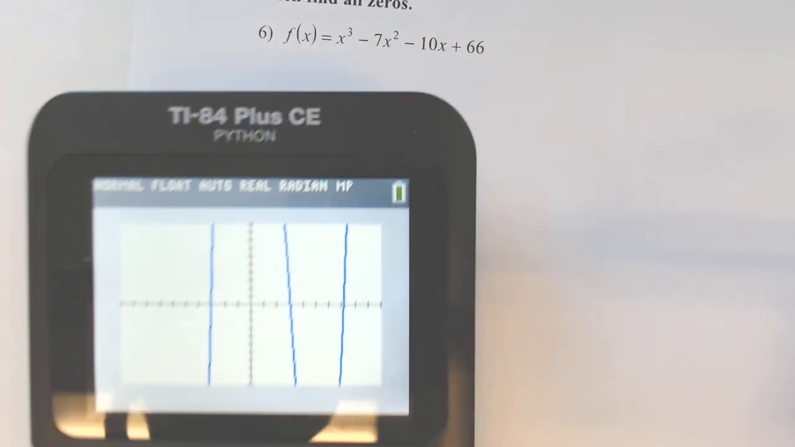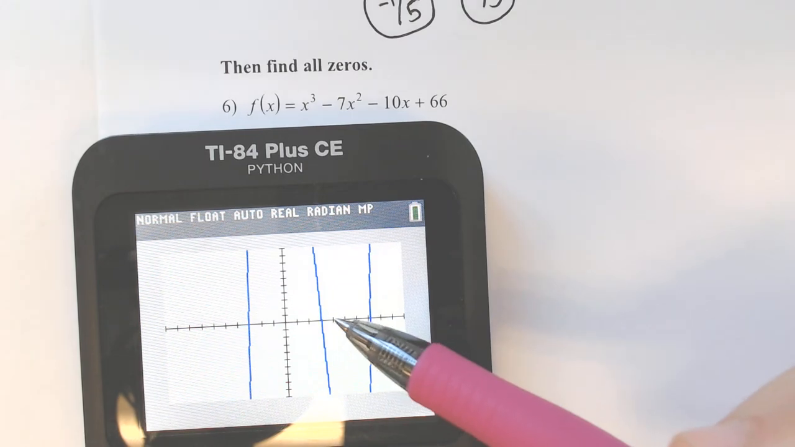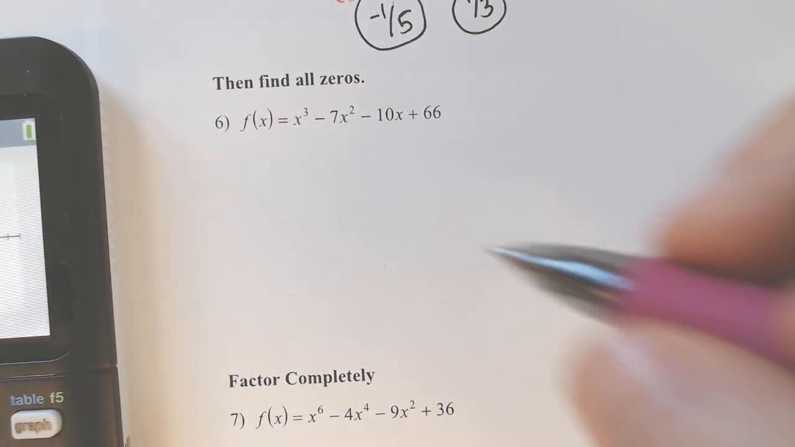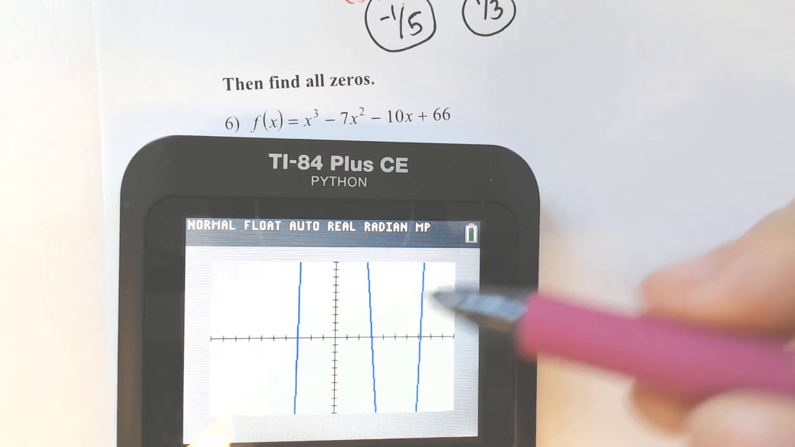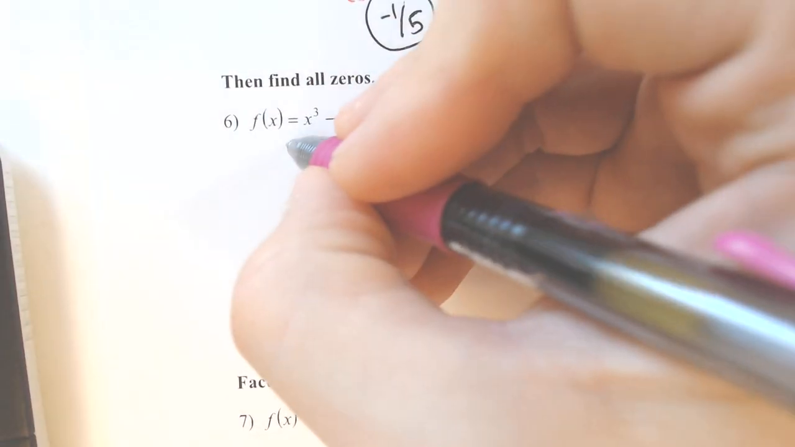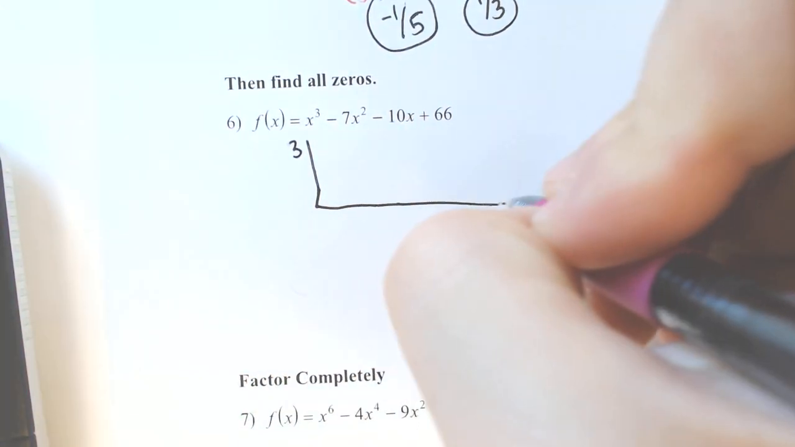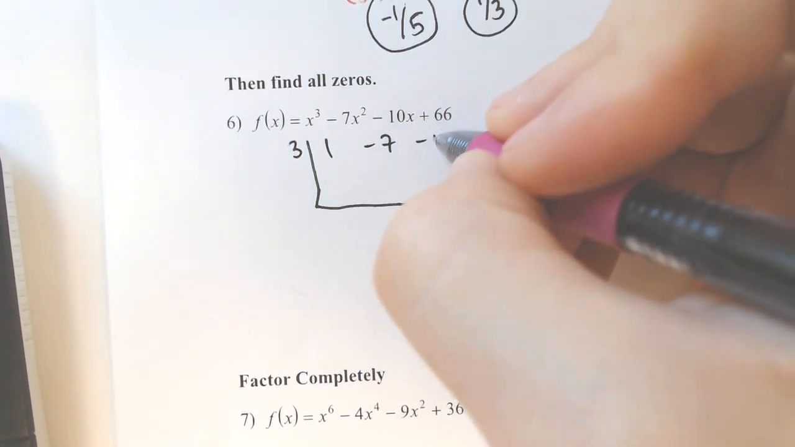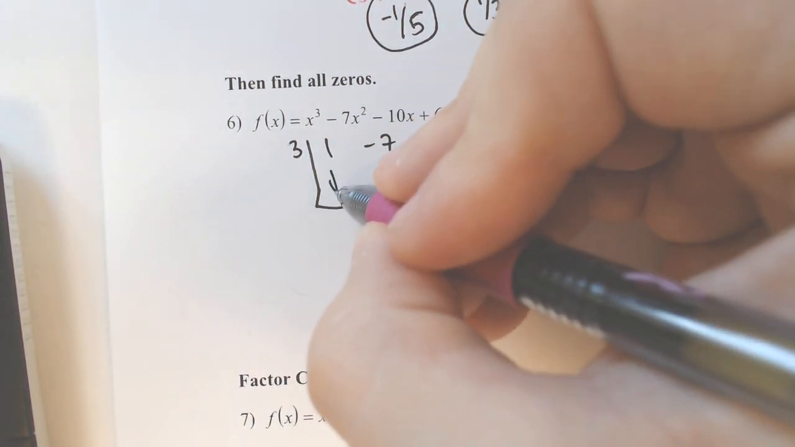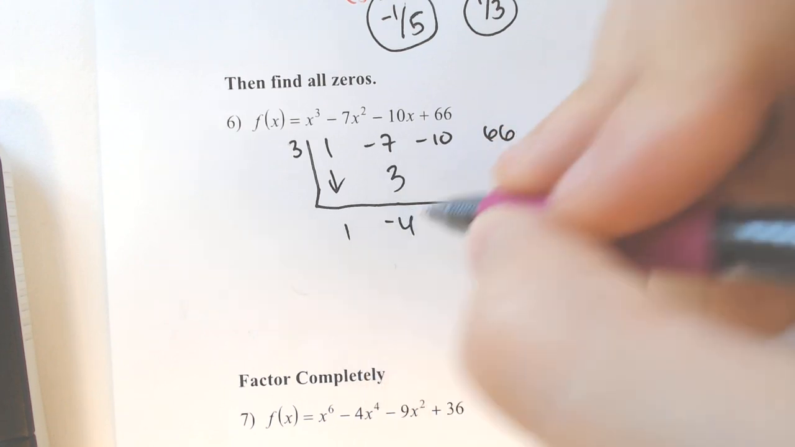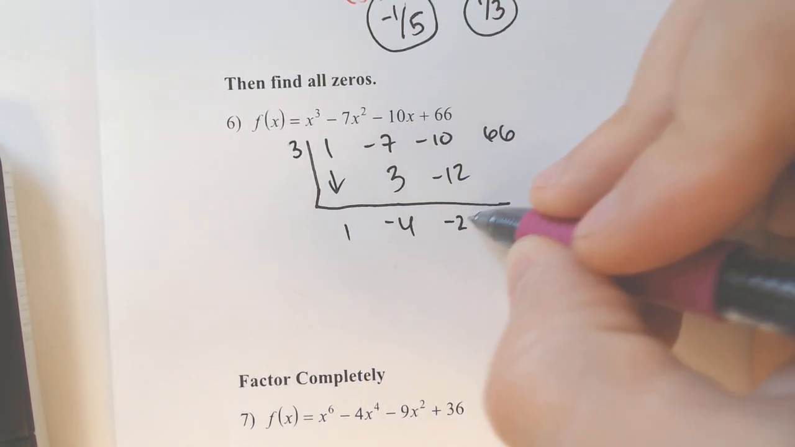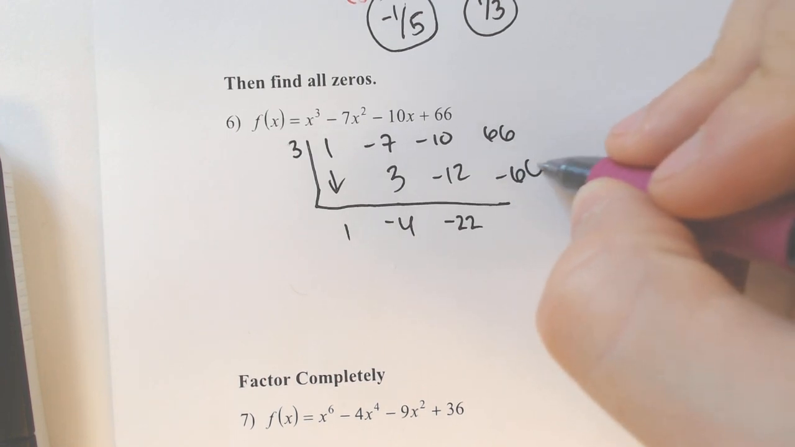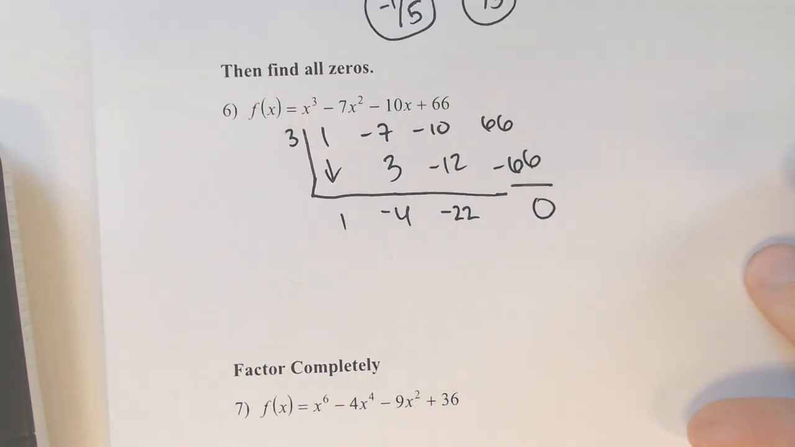So we're going to have to do the same exact thing where we have two zeros. We get to pick one of them. If I pick one of them, I am going to pick positive 1, 2, 3. So I'm going to pick positive 3. I'm going to divide 1, -7, -10, 66, and see what happens. And it looks like it's going to give me a remainder of 0.